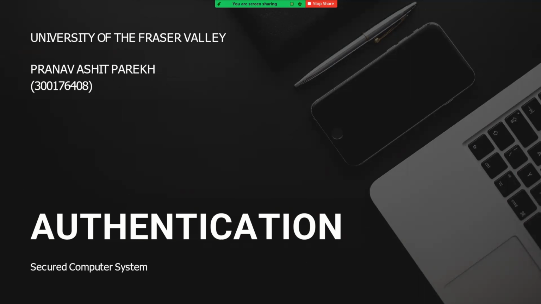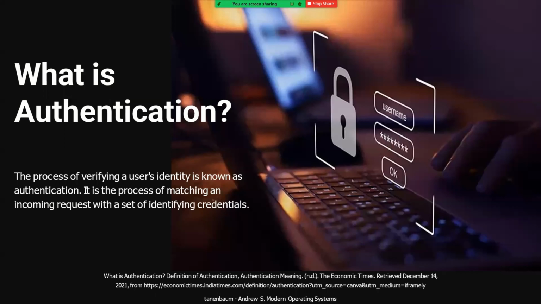Today I am going to present on the topic authentication. The process of verifying a user's identity is known as authentication. It is the process of matching an incoming request with a set of identifying credentials. The submitted credentials are verified against those on file in a database containing the authorized user's data, on a machine running or within an authenticated server.